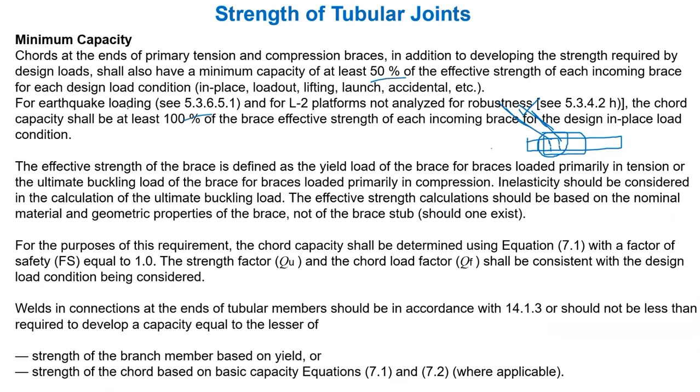So, earthquake loading. For earthquake loading on L2 platforms not analyzed for robustness, the chord capacity should be at least 100% of the brace effective strength. So for seismic analysis, instead of 50%, we will take 100% of this joint and then check the chord member, because we don't want to have some complete collapse of the platform in this seismic analysis.